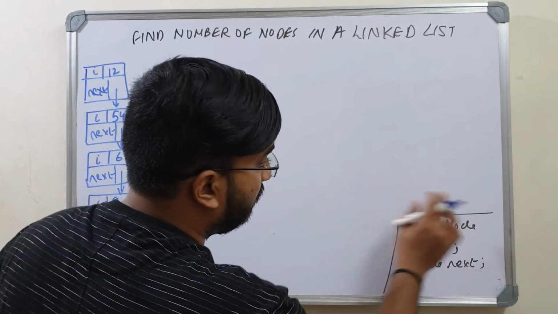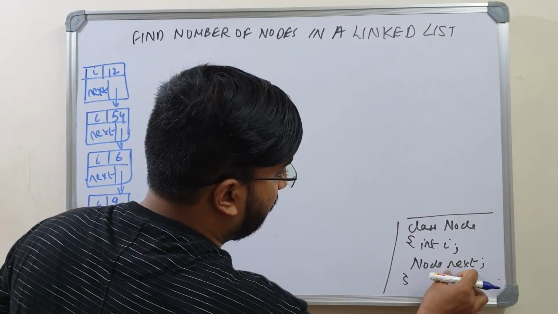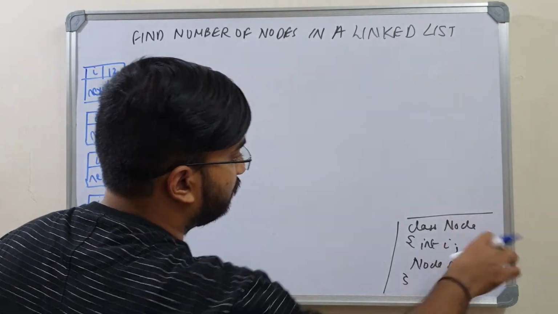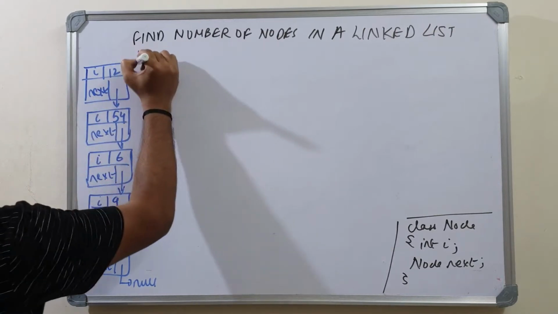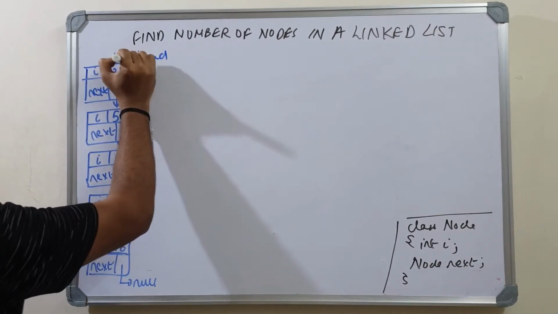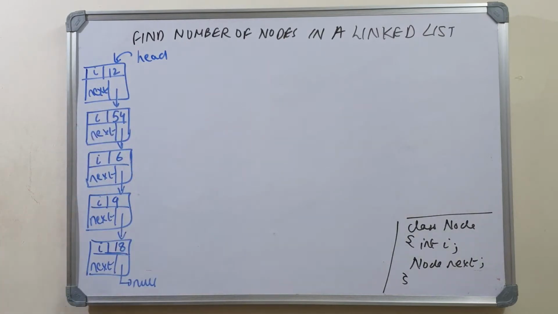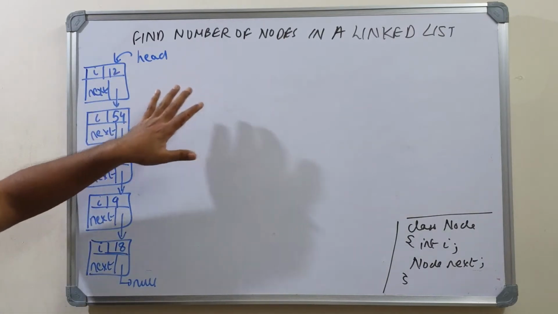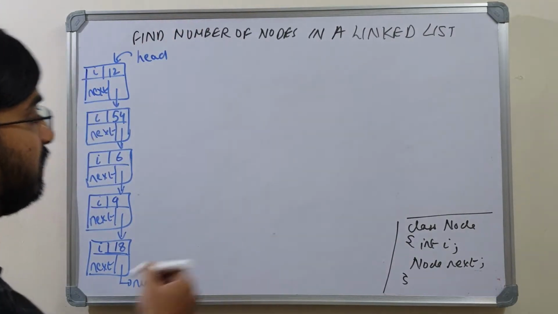So this is the class node we are using. It has an integer i that stores our data, and it has a variable next of type node that stores the reference to the next node. This is the linked list we have, and this is the head of the linked list. We are given the head and we have to find the number of nodes, or you can say the size of the linked list. So I'll add a method that takes the head and returns the size, that is the count of the number of nodes in the linked list.